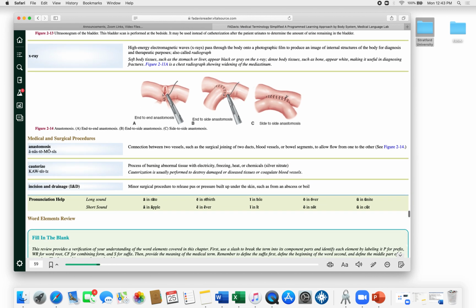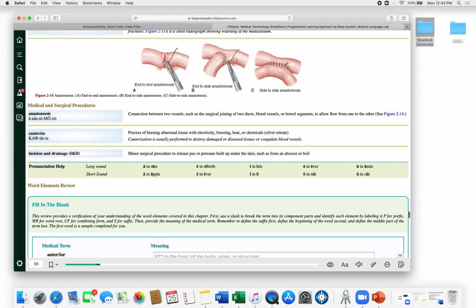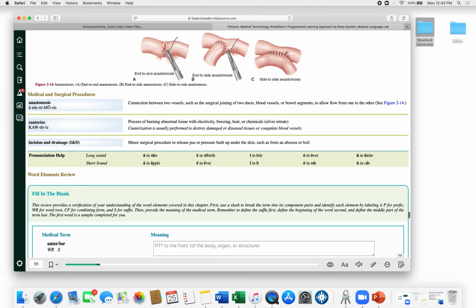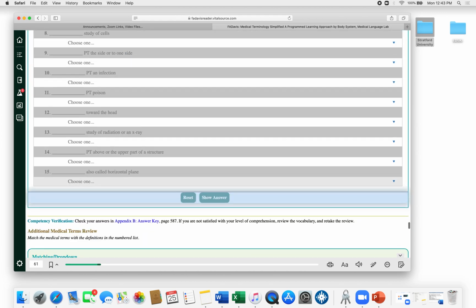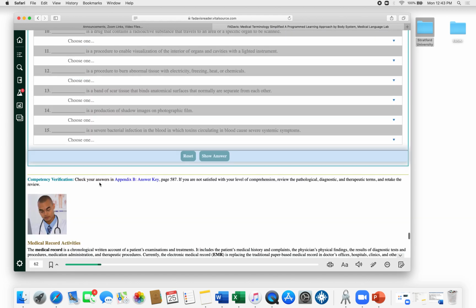Anastomosis, nice to know. Cautery, if you cauterize something, we burn something. I&D, short for incision and drainage. Like if I have a little thing of pus where I have to drain, I have to first incise it or cut it, and then we have to drain it. Let's see, anything else?